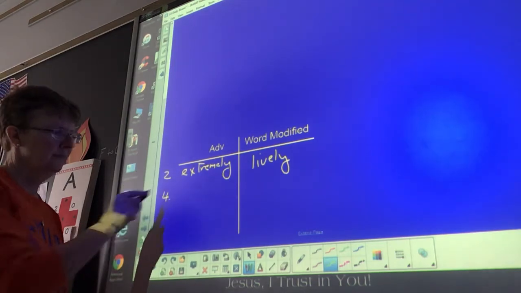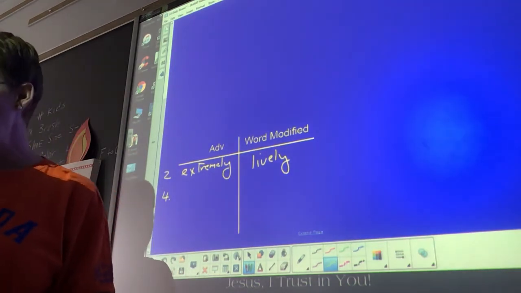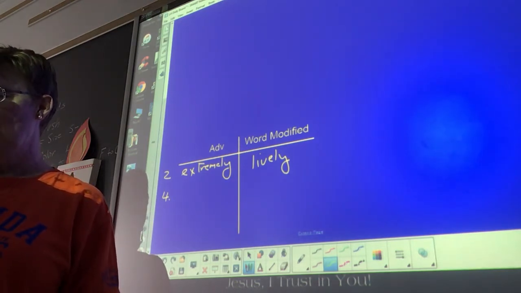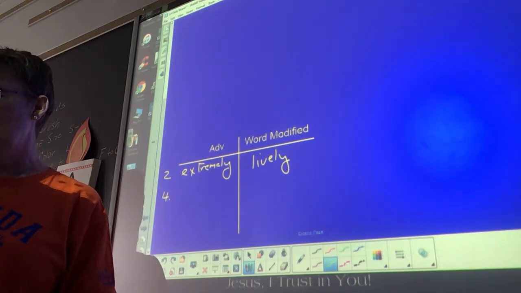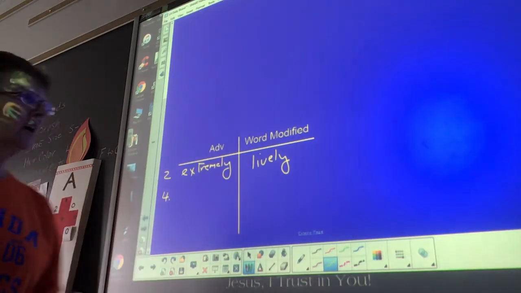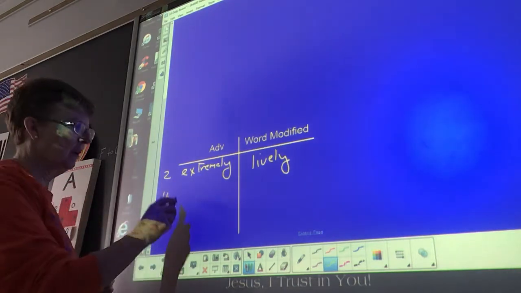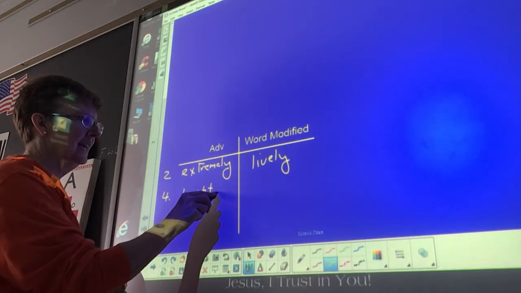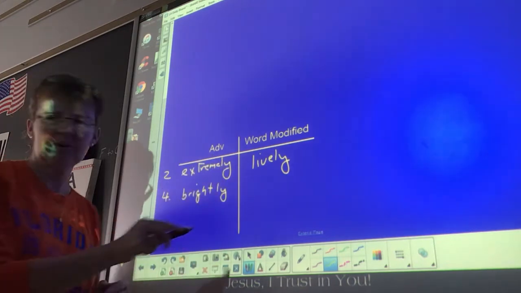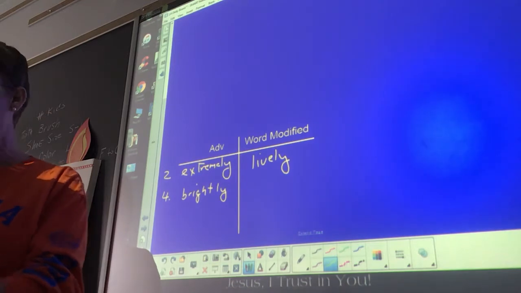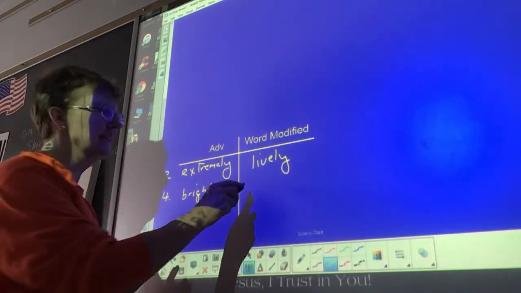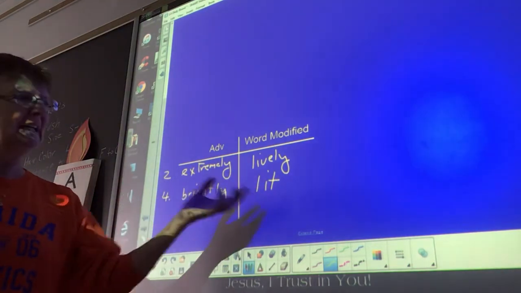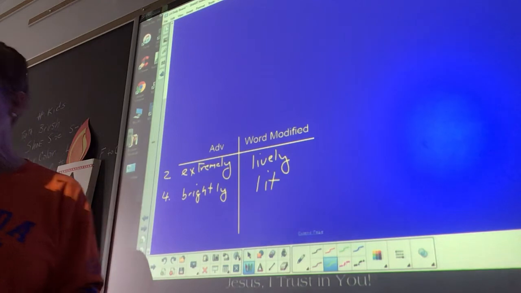And number 4, so that was number 2. Number 4. The group meets in a brightly lit studio. Okay, so our adverb is brightly. The key is the ly, that's the adverb. What is brightly describing? Well, brightly is describing the adjective lit. How something is lit, and it's brightly lit.